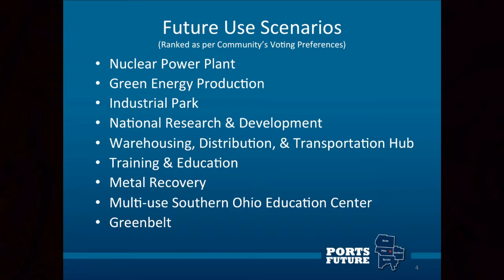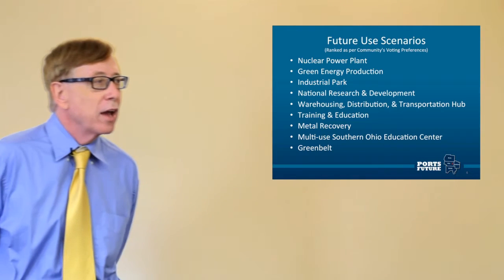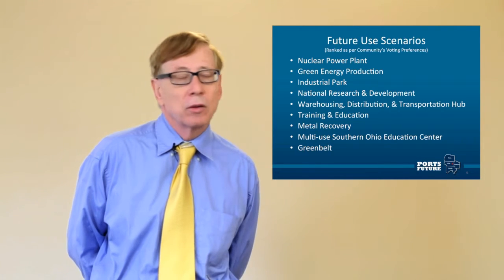Training and education. This is always something that people think about when they think about jobs and trying to get the skill level of the community to raise that into the types of jobs that might be higher paying. And so that was another possible use. Metal recovery. This was looking at the fact that in that diffusion plant itself, as well as other adjacent areas, you have quite a bit of raw metals, and you could try to recover those and use those as recycled metals and turn a profit on the whole thing. And then a multi-use Southern Ohio Education Center, this would be combining some of the ones up above, as would the Green Belt, the last one that we talked about.